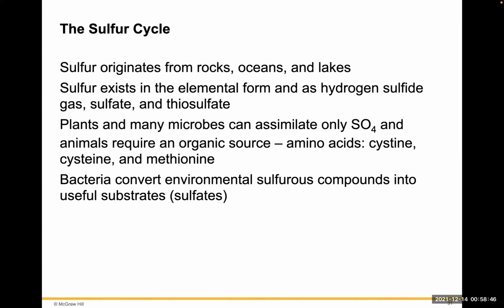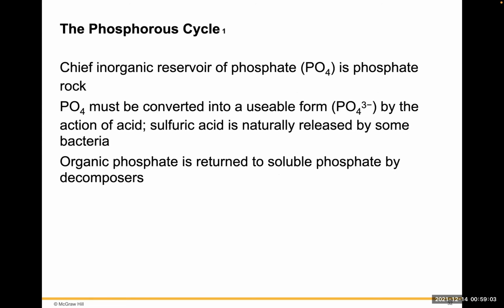Okay, amino acids, cysteine, methionine. Okay, those are all different types of amino acids which we build our bodies from. There's 20 different building blocks of amino acids that we use to build all proteins in our body. Bacteria convert environmental sulfurous compounds into useful substrates, into useful sulfates.